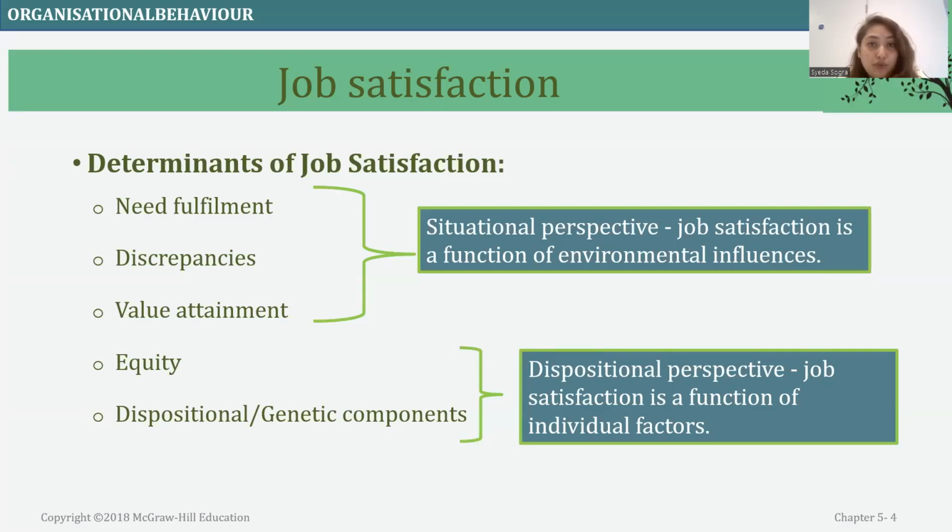If you start with job satisfaction, there are certain determinants of job satisfaction. If you look into the situational perspective, this is need fulfillment, the discrepancies within the organization, and the value attainment. This is more a function of the environmental influence of the workplace. Whereas if you look into the genetic components of dispositionals, these are more related to the functions of the individual, and those are more about individualistic factors.